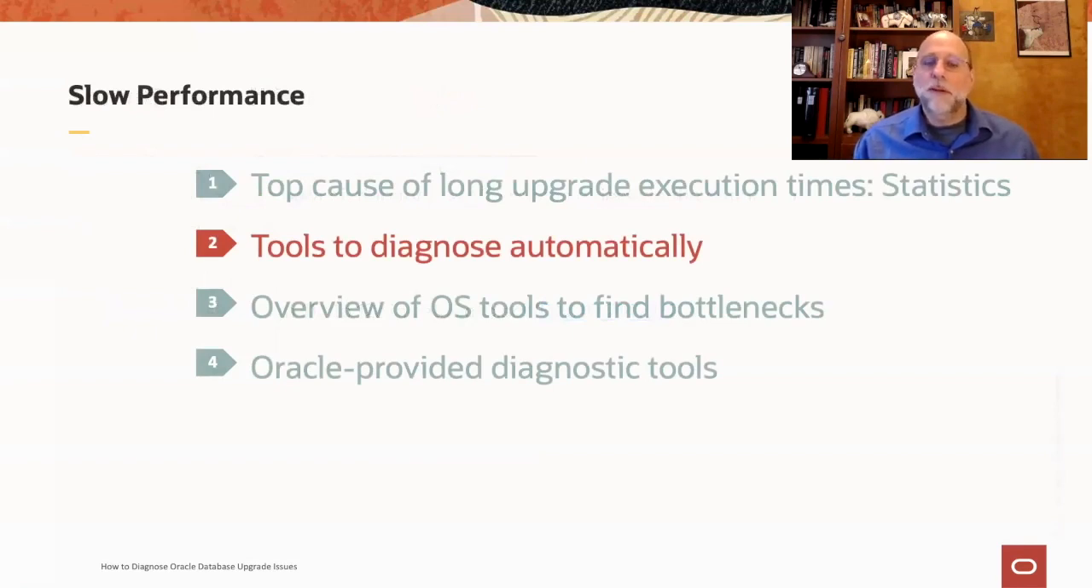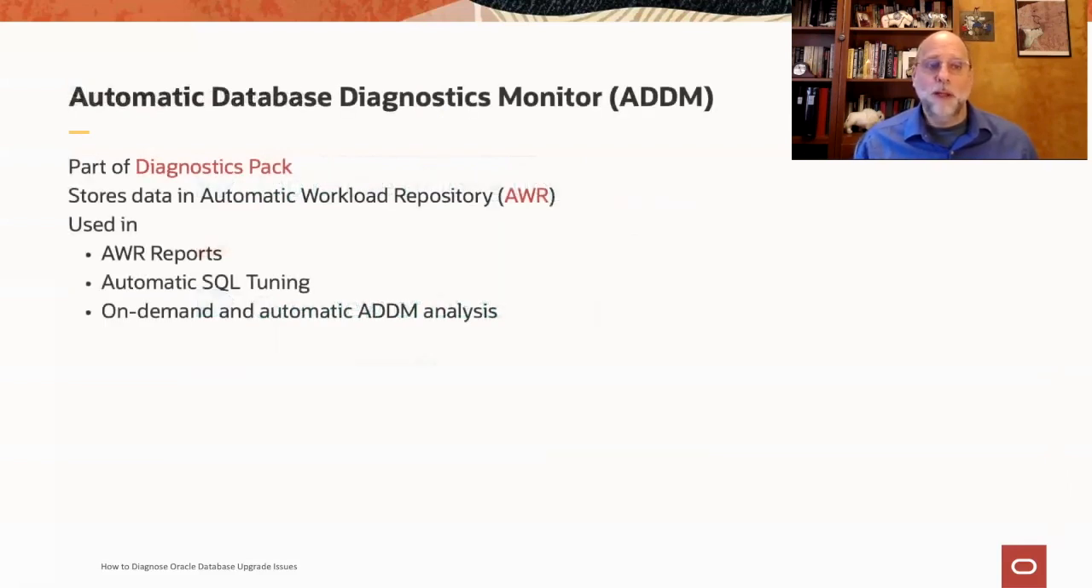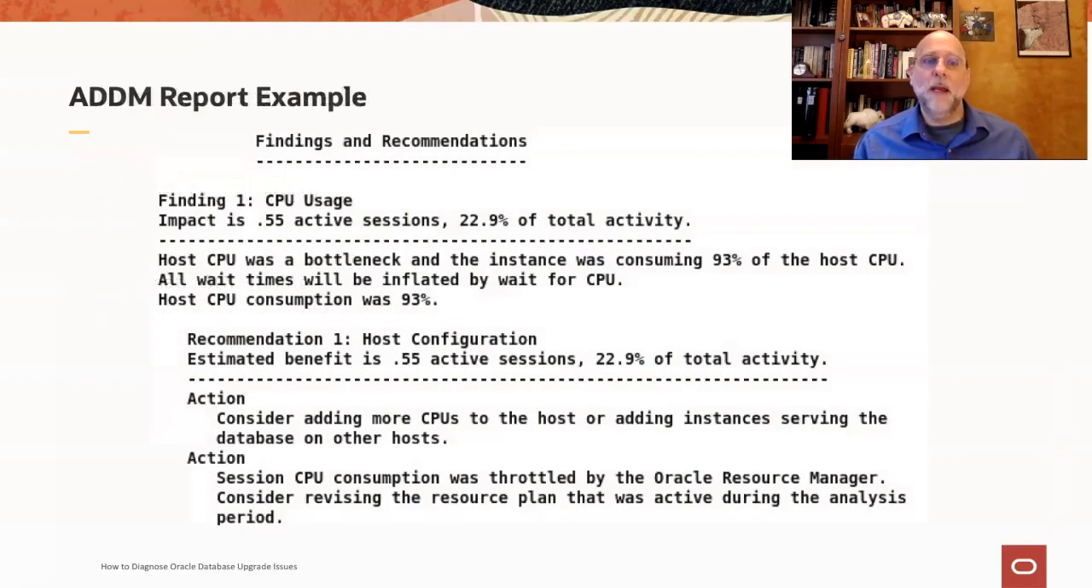So now let's talk about some things that you can use to diagnose problems automatically. One of the things that you might want to look at is ADDM, your Automatic Database Diagnostics and Monitoring, which is part of the Diagnostics pack. So if you have AWR, you have Diagnostics and Tuning, you can use this. And the most common place you'll see this is at the end of an AWR report. It amazes me how many people never get to this point in their AWR reports, even if they're diagnosing a problem. At the end, there are findings and recommendations.